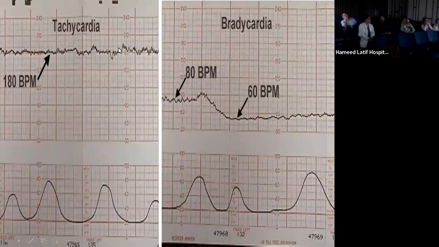This CTG shows fetal tachycardia. The fetal heart rate is above 160, around 180 beats per minute. And this CTG shows fetal bradycardia, it's below 110, around 80 beats per minute and then 60 beats per minute.